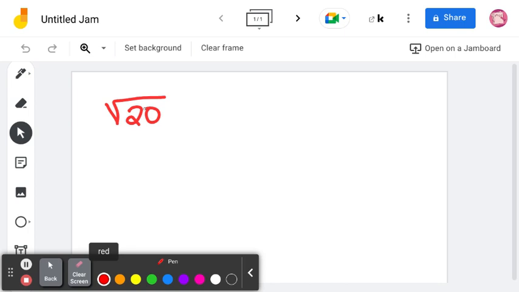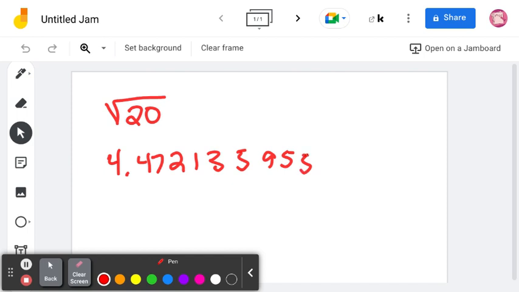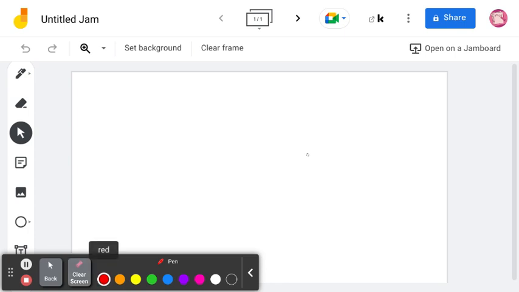Whoopsie. Second, x squared 20. You get 4.472135955. That's not simplified. That's a decimal. That's rounded. Don't do that. If you have to simplify, you can't have a decimal.